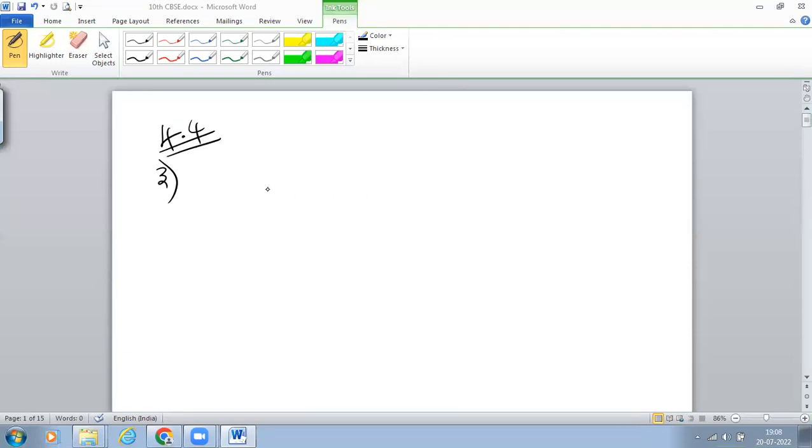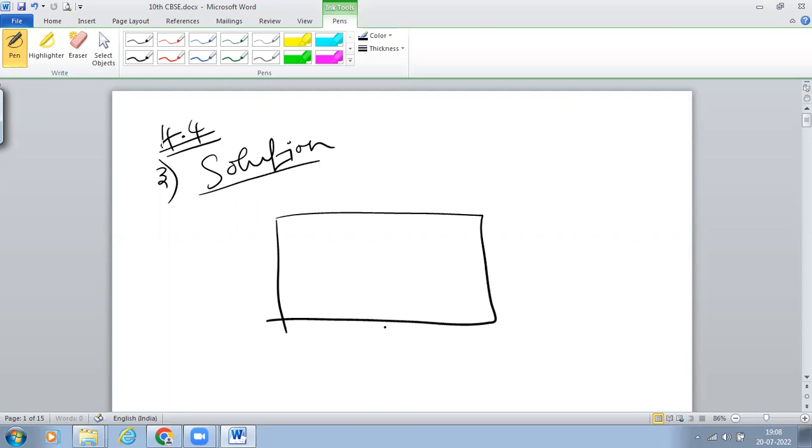If it is possible, we have to find the value of length and breadth. That's what they are asking. See here, I will draw a rectangle. First put solution and draw a rough diagram of a rectangle. This is a rectangle. In this rectangle, this is length and this is breadth.